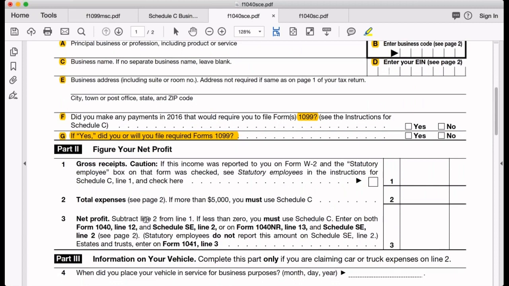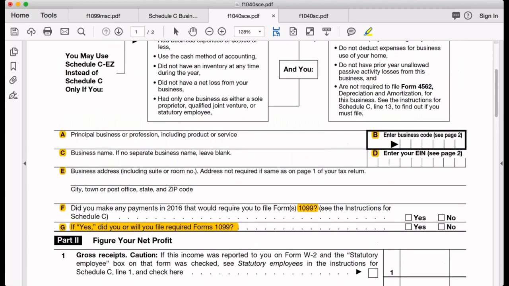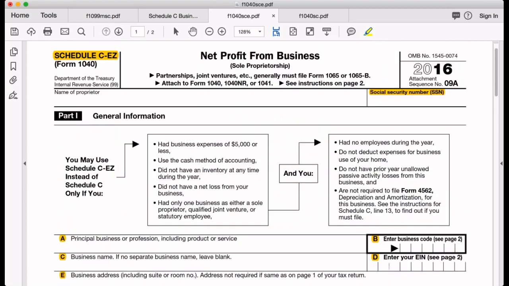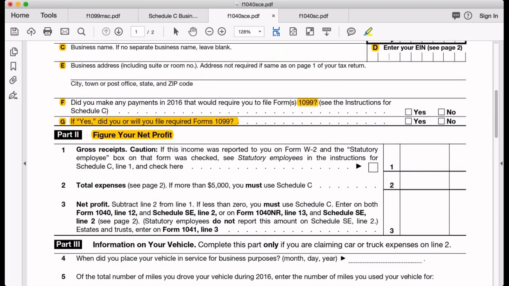All right. So if we go to Part 2, as you can see, this form is broken down in 3 parts. Part 1, which is general information. Part 2 is going to be figuring out your expenses, right? Your net profit. So it's very simple. As I told you earlier today, this is called the short form for a reason, and I'll show you here simply.